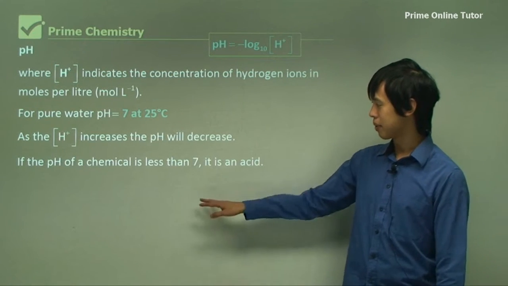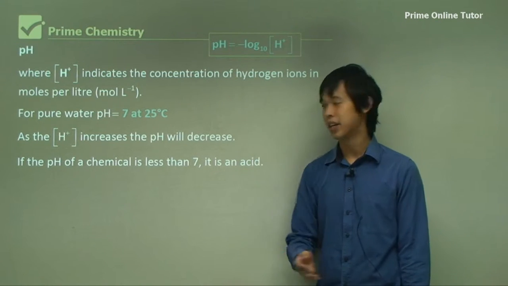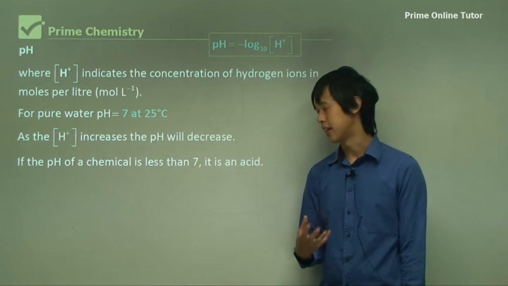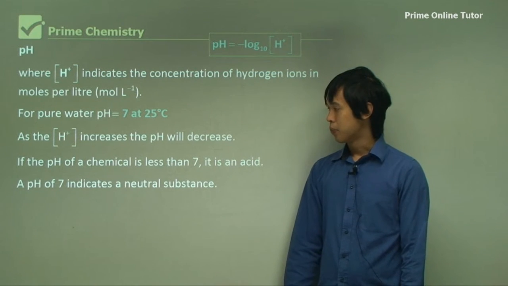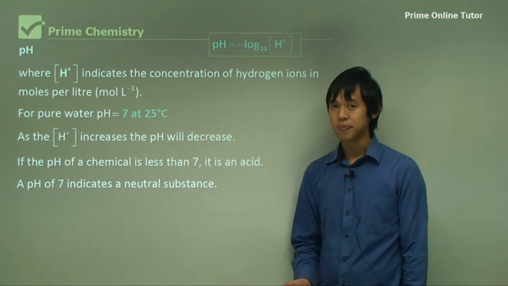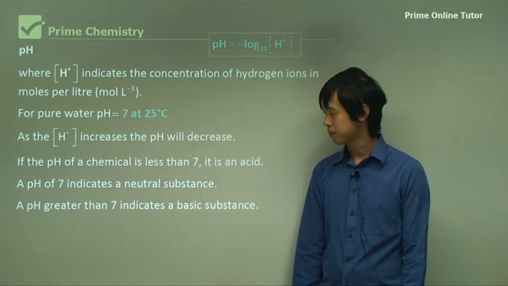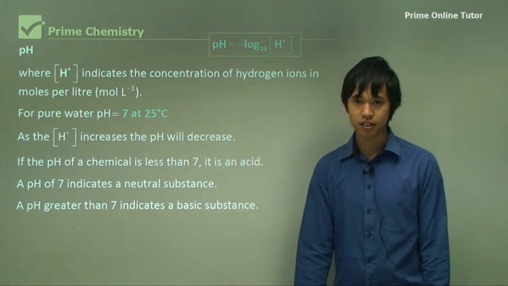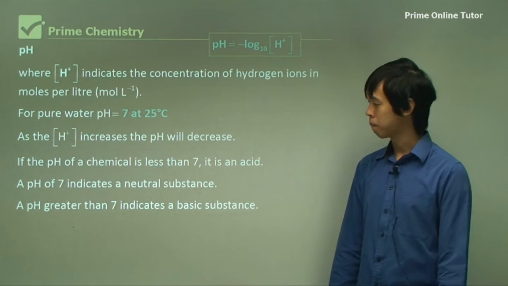So if the pH of a chemical is less than 7, so 6, 5, 4, 3, 2, 1, then it is an acid. Okay, we consider it an acid. A pH of 7 indicates neutrality. It's not acidic or basic, it's just neutral. And a pH greater than 7 is just a basic substance, so the opposite of an acid.